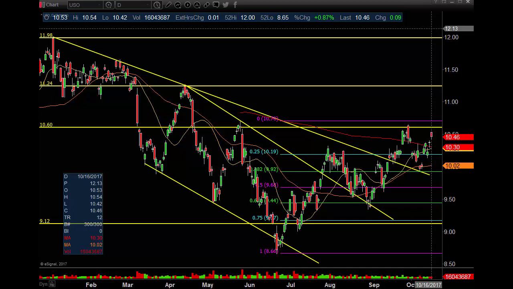Today we're looking at the USO, the UUP, the GLD, the TLT, and the GDXJ. We follow the daily, weekly, monthly time frames. We use technical analysis here at StockBookie.com.